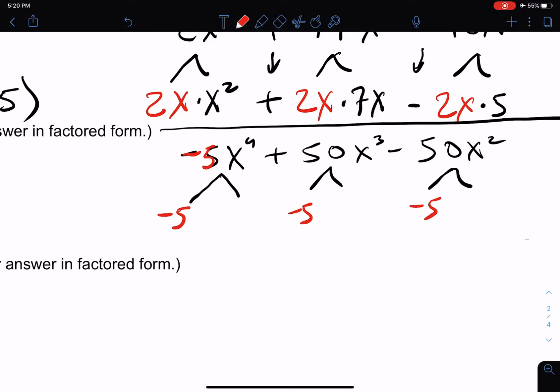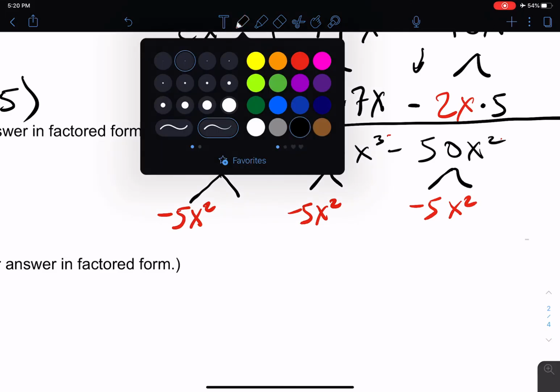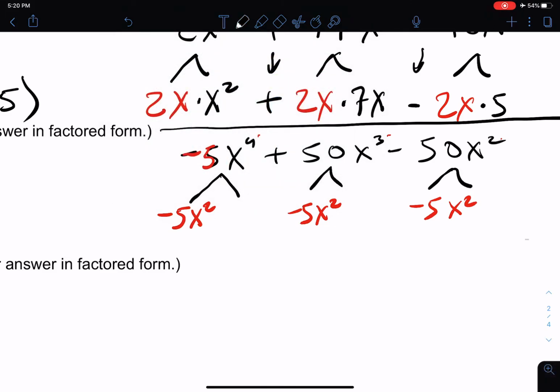Okay. How about x's? X to the 4th, x to the 3rd, x to the 2nd is the most that we can actually take out of each. And let's go ahead and see what remaining factors are there. X squared to get x to the 4th. Well, we're going to need another x squared. What about the sign?